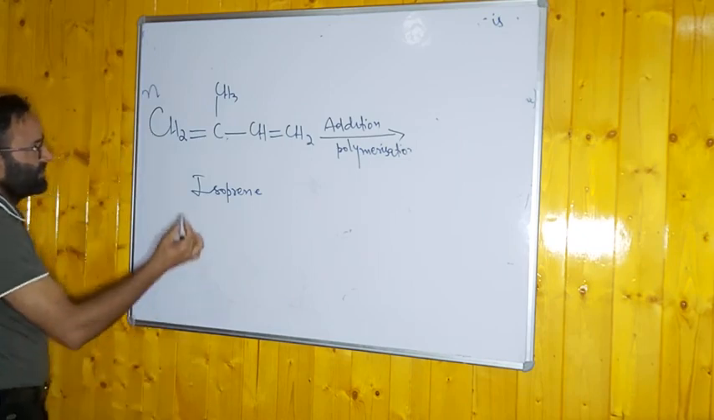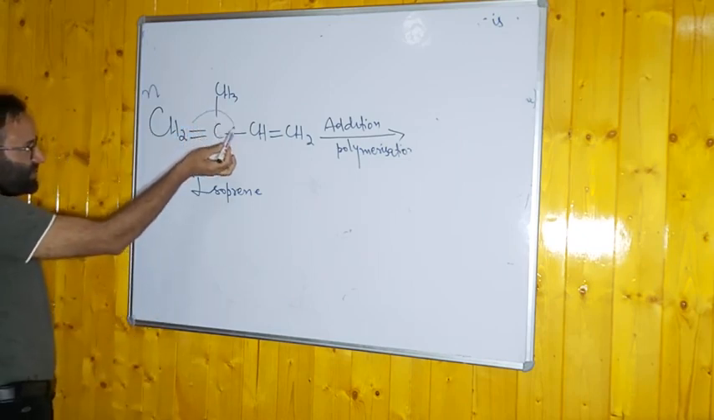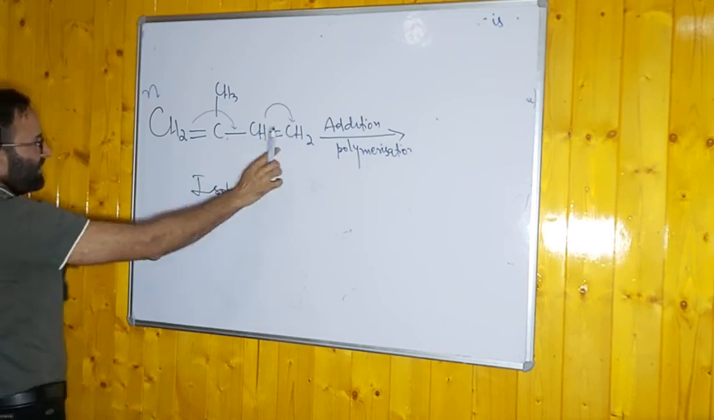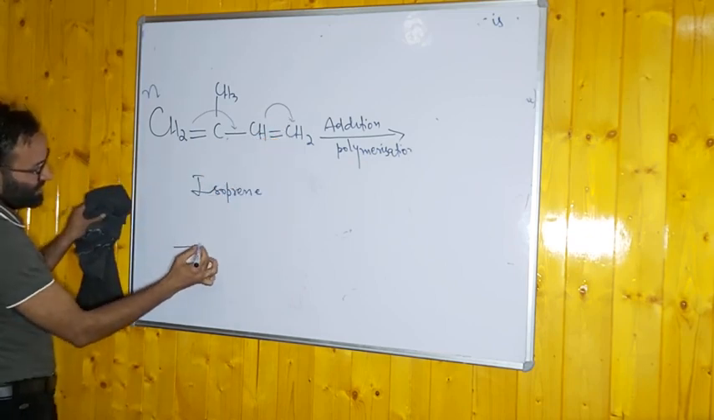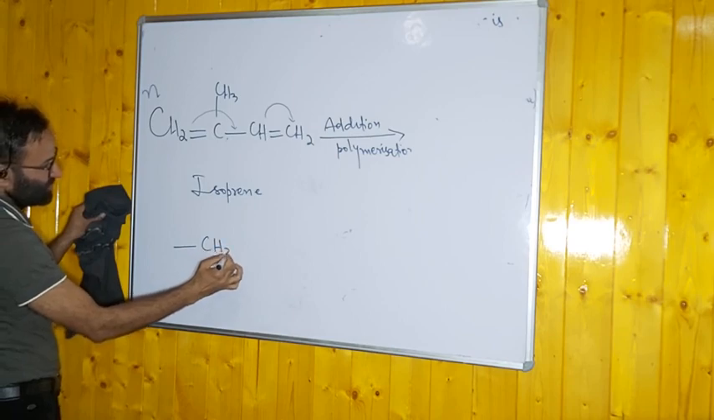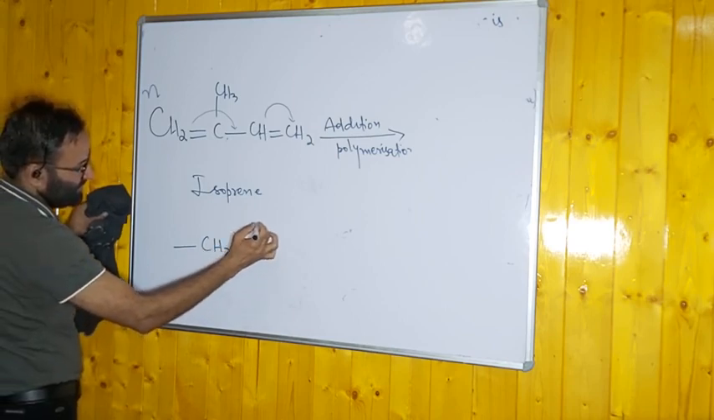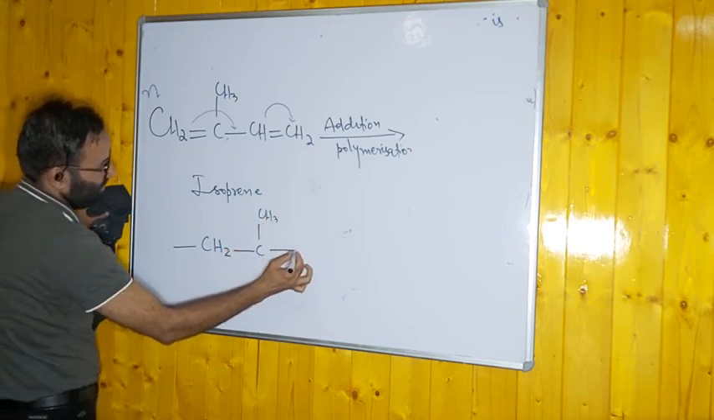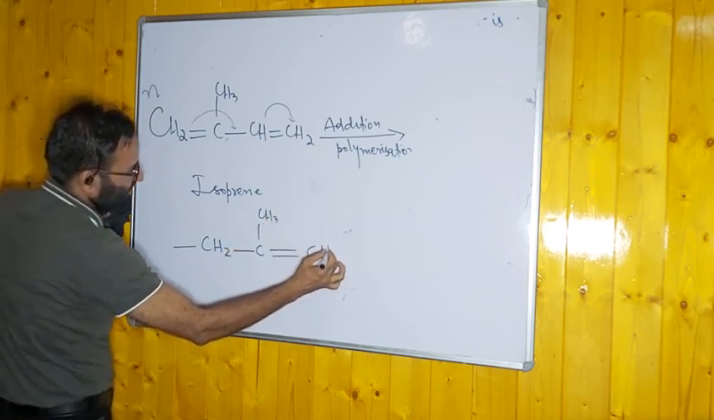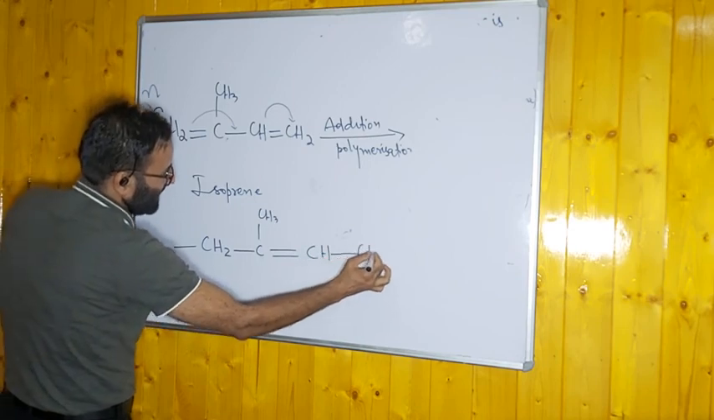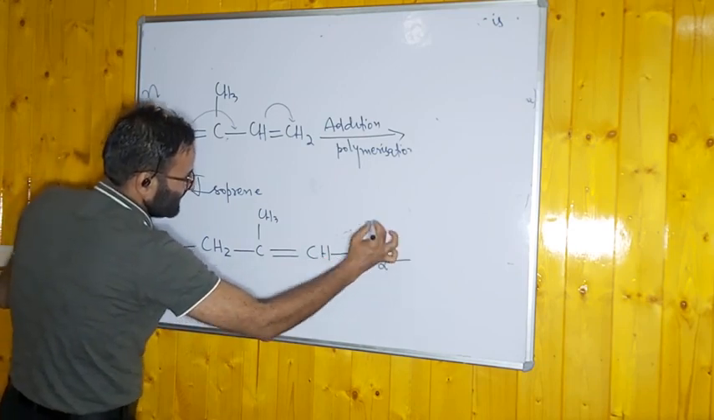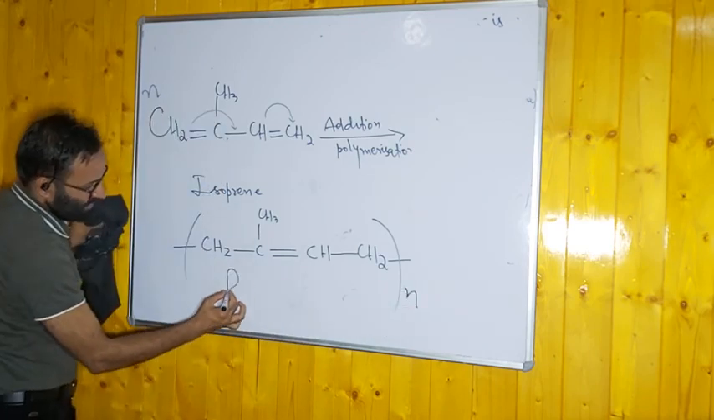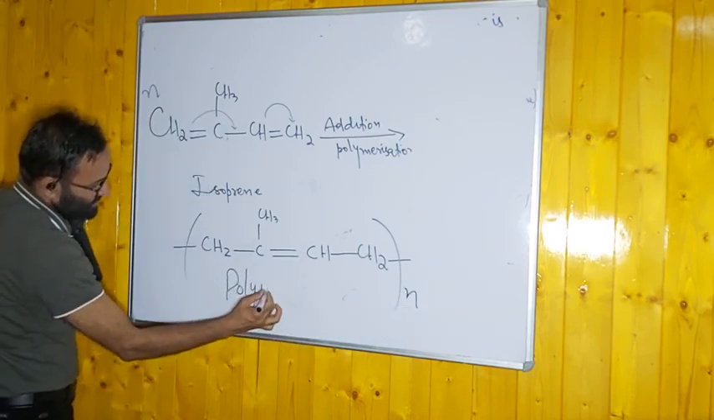What happens? The pi bond will shift from this to this. Valencies will be created at the terminal carbon atoms, and you will have CH2, CH3, double bond CH, CH2, n times. This is polyisoprene.